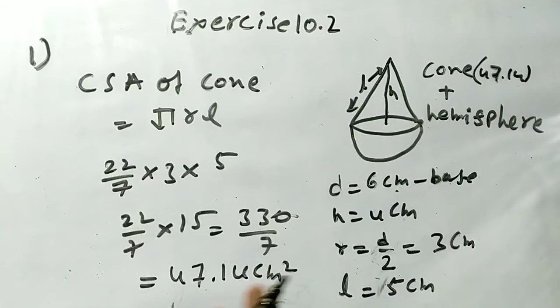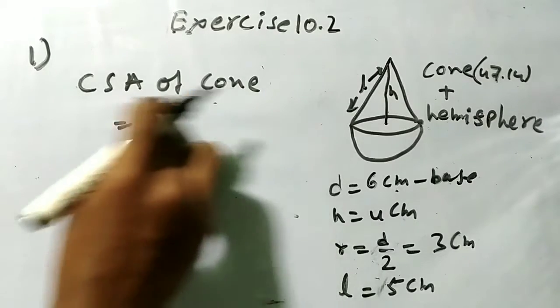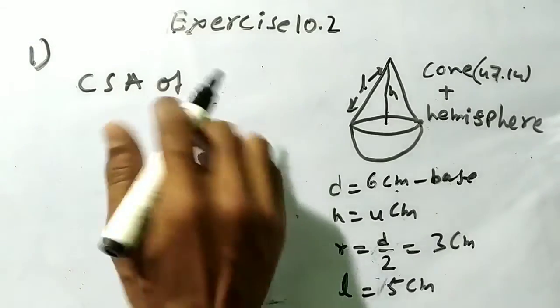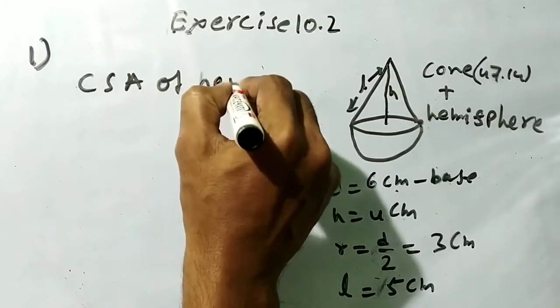So let's find another, that is the CSA of the hemisphere. In order to find the hemisphere CSA, the curved surface area, we need just r. So here that is the hemisphere.